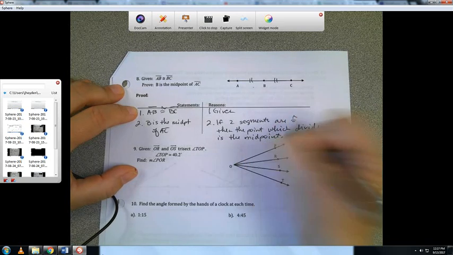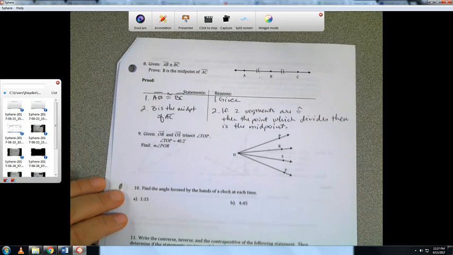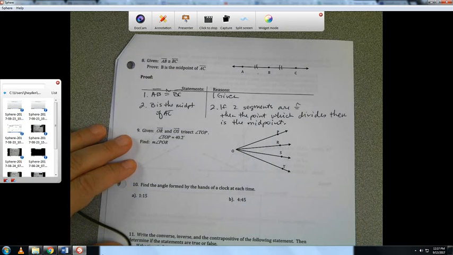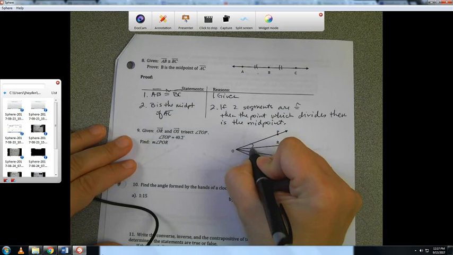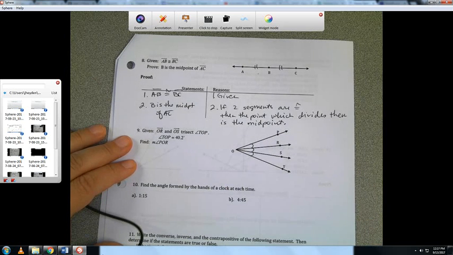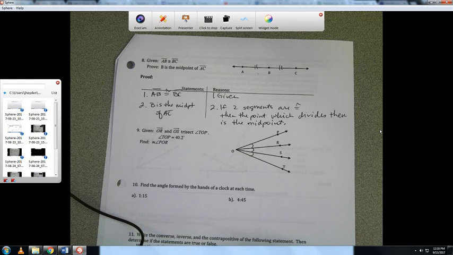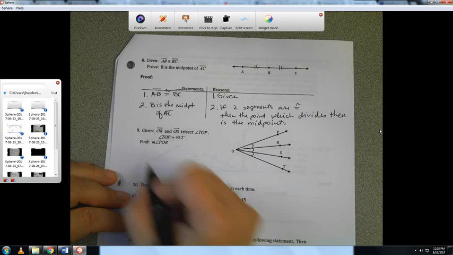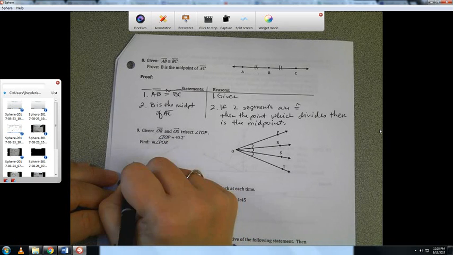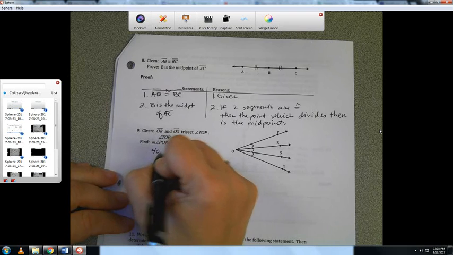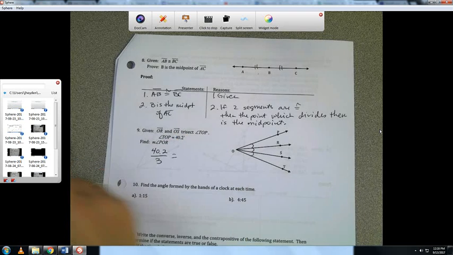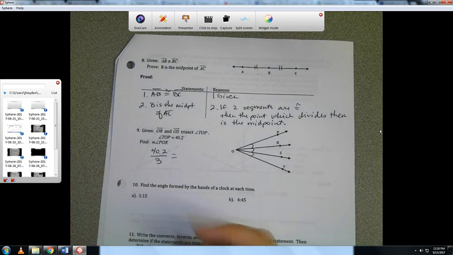There we go. Oh, another trisection. All right, given OR and OS trisect TOP. So that is congruent to that, is congruent to that. TOP is 40.2. Oh, that's nice. Okay, so 40.2 is the whole angle. So all I have to do is divide that by 3, right? So I want POR. So 40.2 divided by 3. Boy, can we have like 100 of these problems on the test tomorrow? 13.4 degrees.